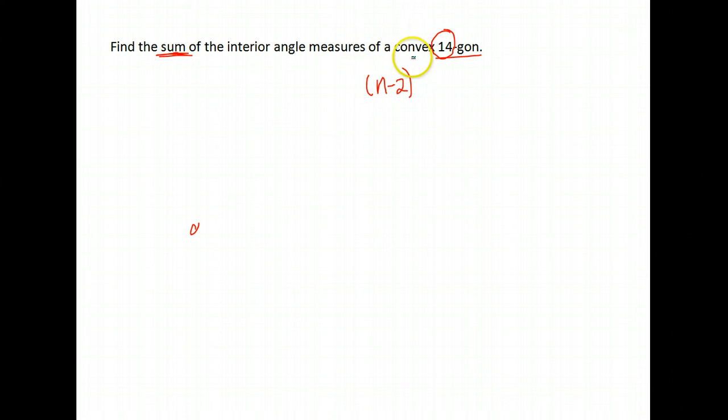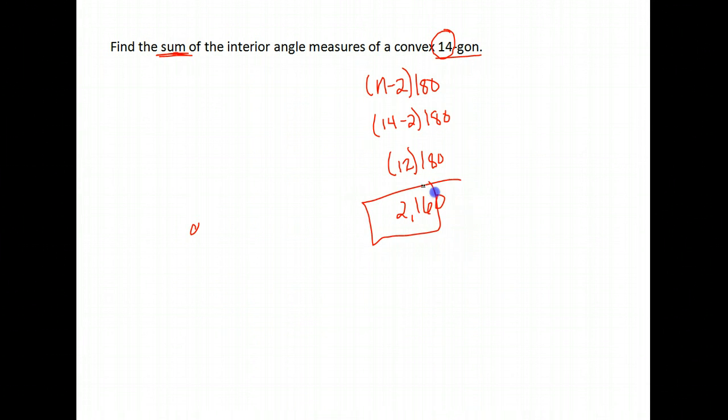The sum of the measures of the angles inside a polygon is n minus 2 times 180. We have 14 sides. So 14 minus 2 is 12, and we are taking 12 times 180. We get 2,160 would be the sum of the measures of the angles inside a 14-gon.